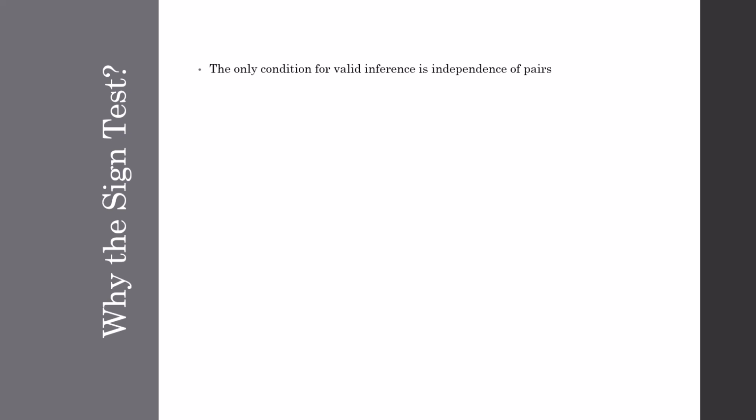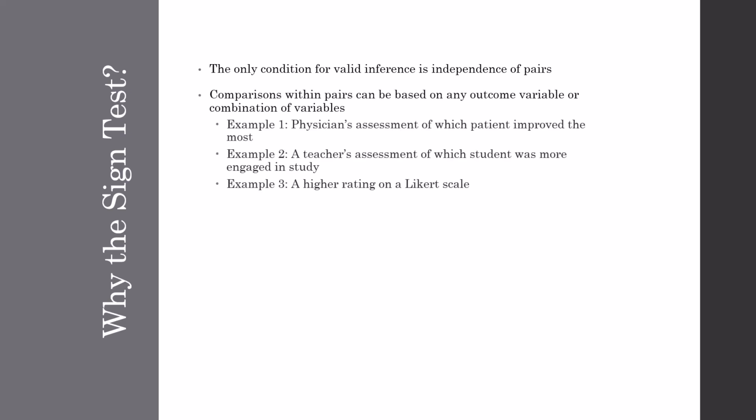We do not have independence within a pair. We have purposefully matched, so we have a correlation within a pair, but we do need to ascertain that the pairs are independent of one another. Here is what makes this test so general. Comparisons within pairs can be based on any outcome variable or combination of variables. Think about the possibility. If you are looking at a medical treatment, a physician's assessment of which patient improved the most is sufficient for determining whether that pair gets a plus sign or a minus sign.